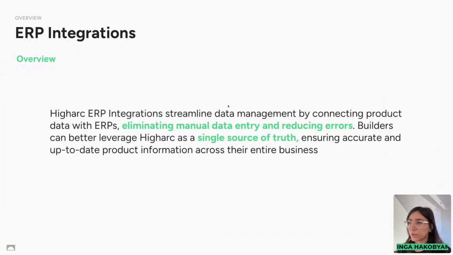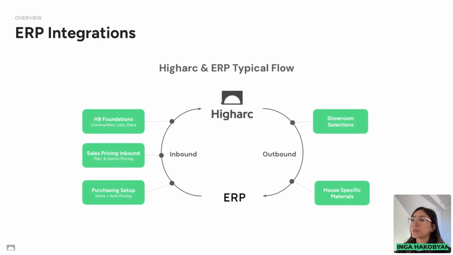Let's talk about the data that we're referring to and what we're going to focus on in this session. There's some data that lives in an ERP, is authored in an ERP, and eventually should make its way back into Higharc. And then there's data that lives in Higharc, is configured in Higharc, and eventually needs to make its way back to the ERP. Some of the data that is inbound to Higharc is things like community level information, lot data, plan information, option pricing, option descriptions, and finally item and item costs related to purchasing. Those things are typically maintained in the ERP and need to make their way into Higharc.